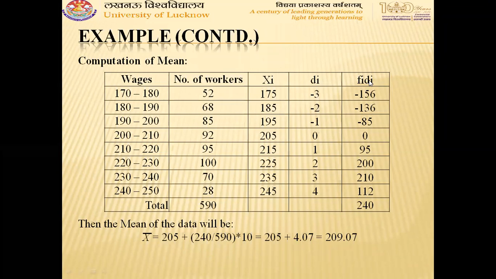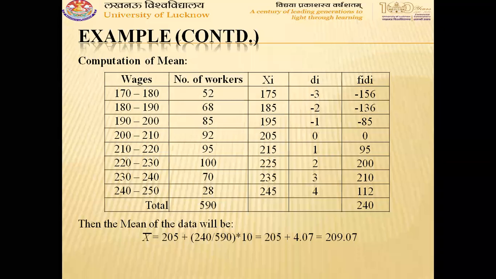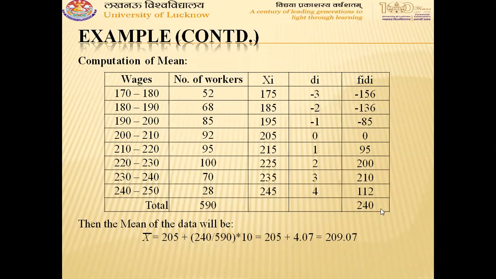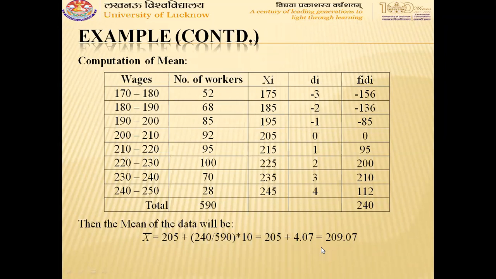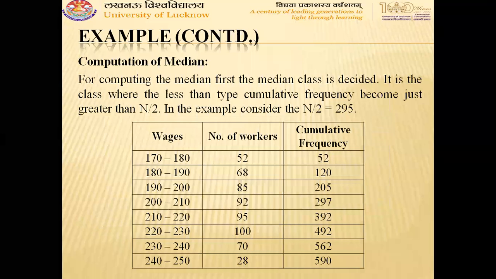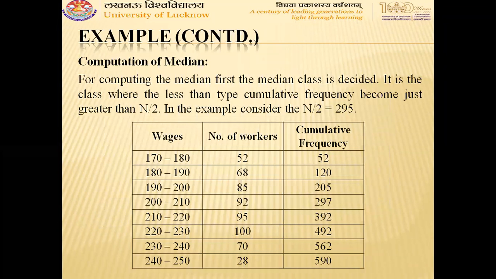We multiply fi into di, it will give fi di. Then we sum these fi di, it will give 240. Then mean can be obtained by putting into the formula a plus summation fi di divided by summation fi into h, that is 205 plus 240 divided by 590 into the width of class interval, that is 10, that is 205 plus 4.07, which will give 209.07. So you can see that the mean obtained by these two methods is the same.